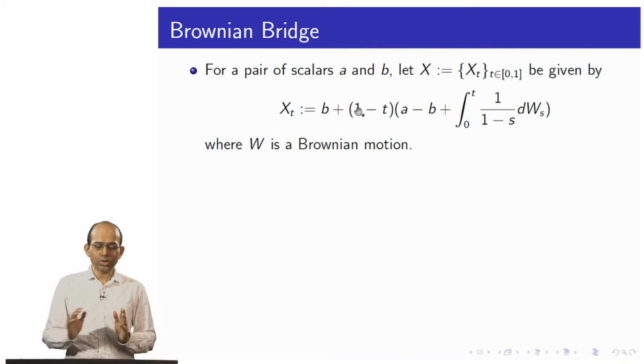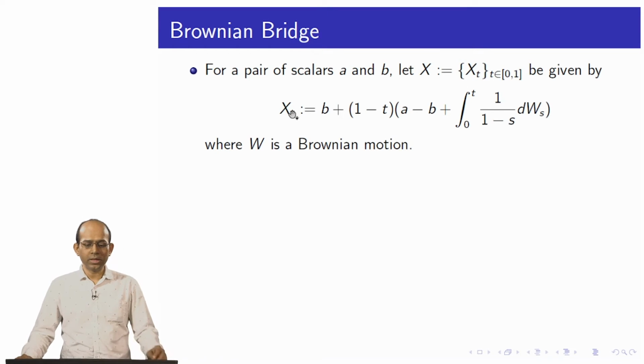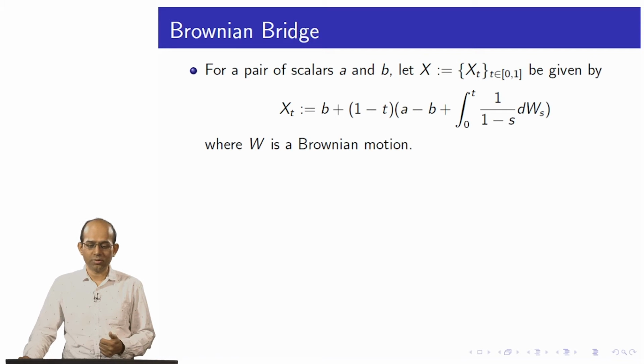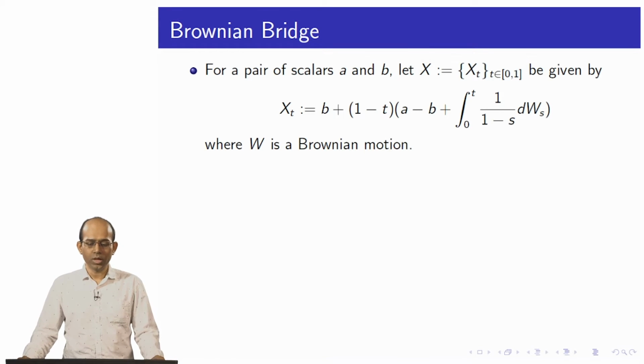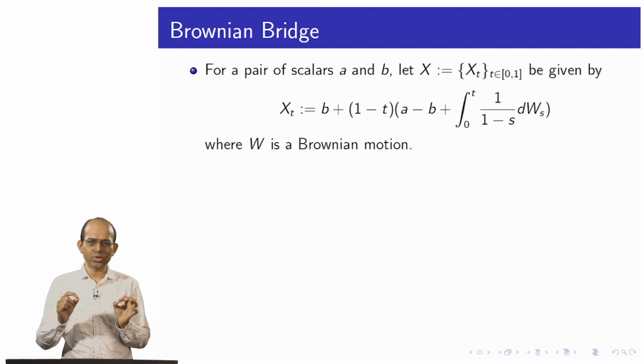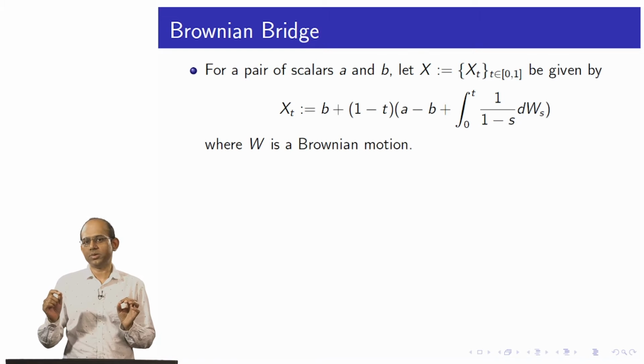Now, if we want to understand how it looks at time t equal to 1, we have to place t equal to 1 here. Then 1 minus 1 would be 0, so this part vanishes, this part would not be there, and we get b. So x 1 would be b. That means this process at time 0 is a, at time 1 it is at b, and this process is called Brownian bridge between a and b.